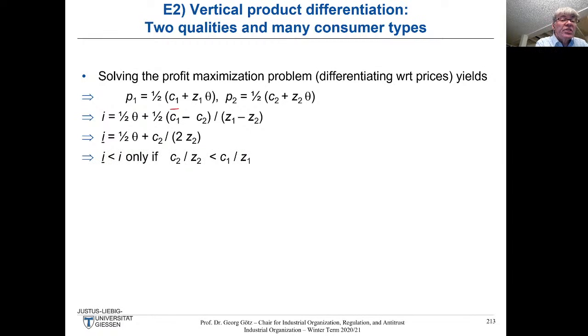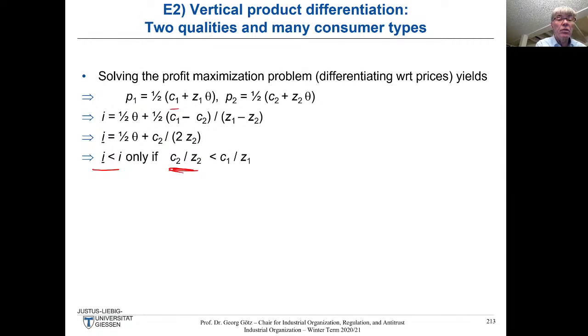What is interesting here is the next question: under what circumstance will we sell two products at all? Under what circumstance is I lower bar lower than I? And this holds only, and of course you have to just solve for that, set these two equal and solve, if C2 over Z2 is smaller than C1 over Z1. Again, does it make sense?